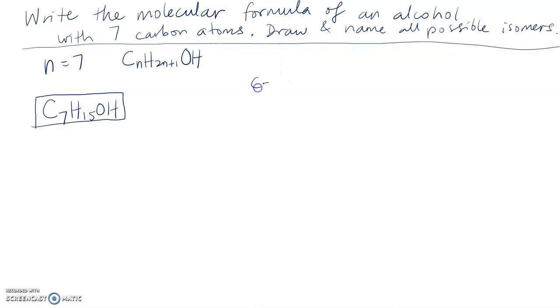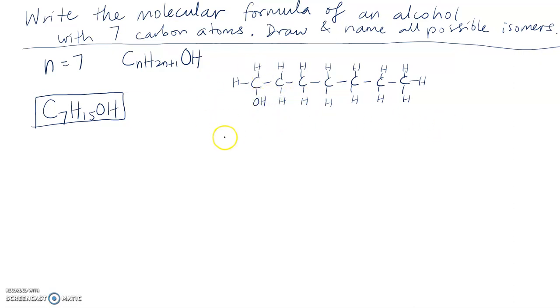So we're going to start with the longest carbon chain. I'm going to just draw one straight horizontal line. 1, 2, 3, 4, 5, 6, 7, and put all the H. Okay, there are altogether 15 H. Okay, and OH. Okay, so I'm going to put the OH at carbon number 1. Alright, so this OH is at carbon number 1. Now that's the first isomer.